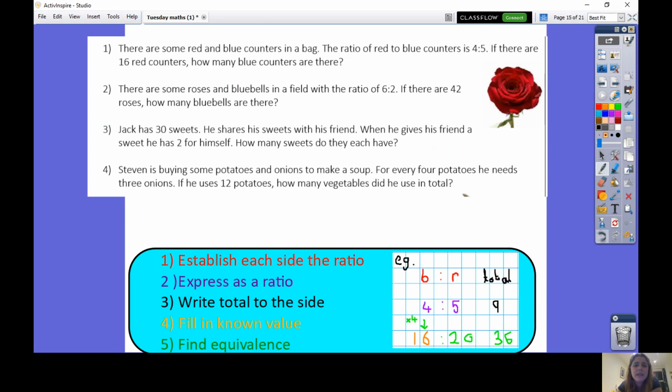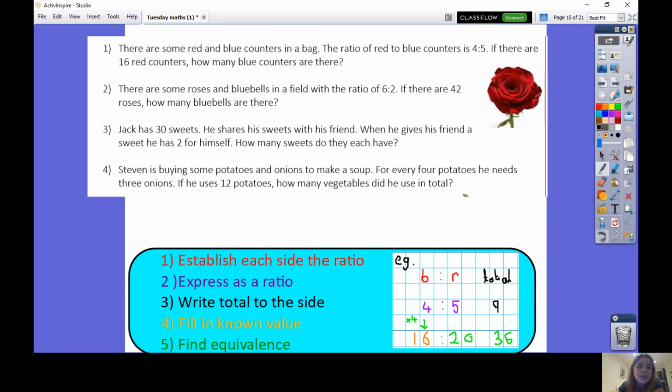There are some red and blue counters in a bag. The ratio of red to blue counters is 4 to 5. If there are 16 red counters, how many blue counters are there? Question 2. There are some roses and bluebells in a field with a ratio of 6 to 2. If there are 42 roses, how many bluebells are there?